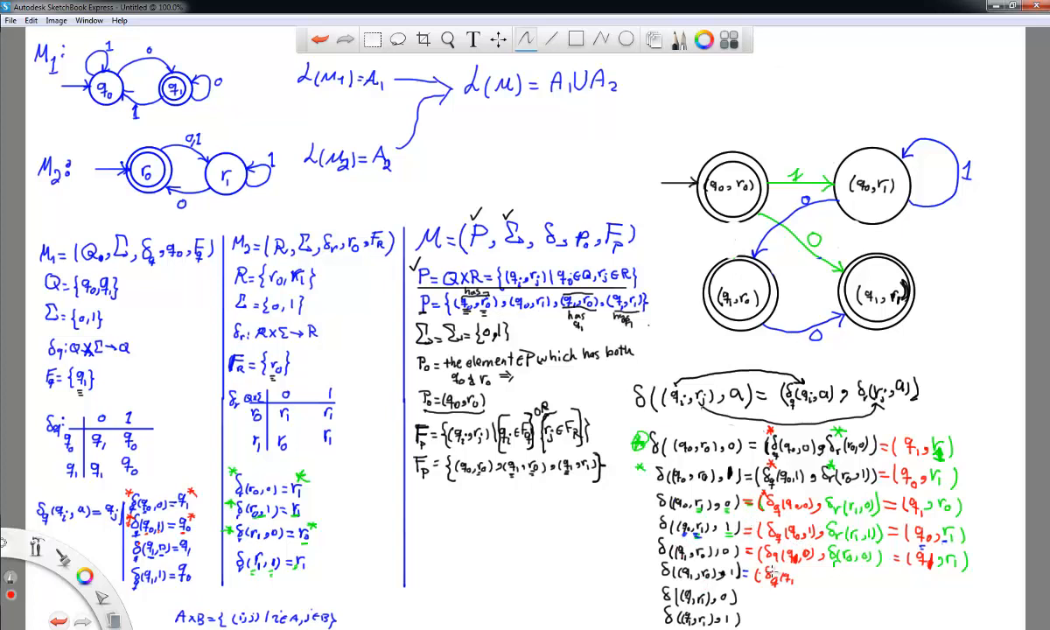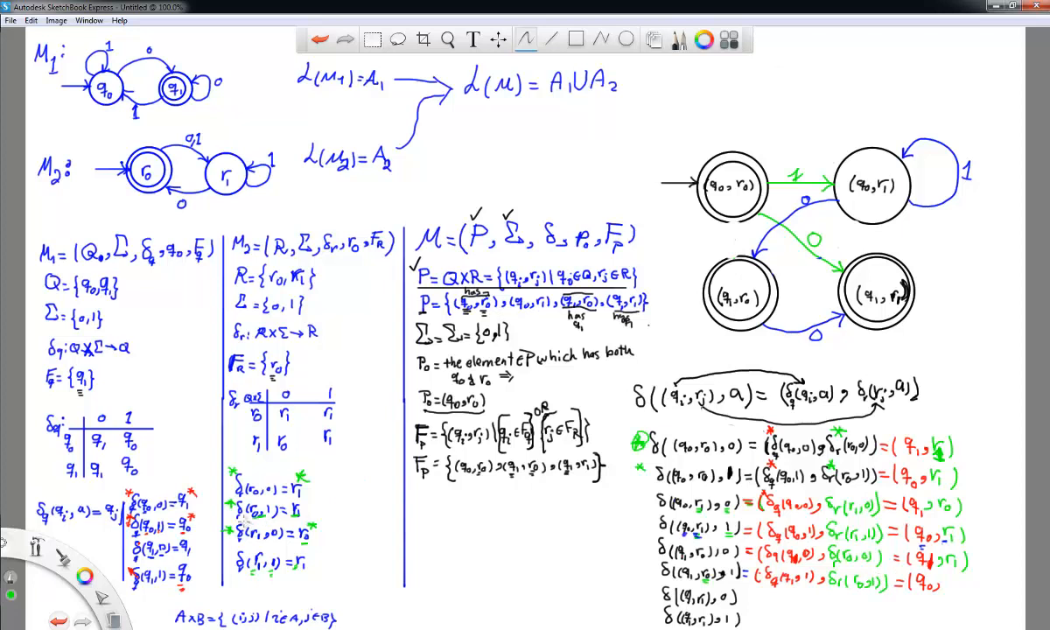So then again, delta Q of Q sub 1 comma 1. So delta of Q sub 1 comma 1 is Q sub 0. That is it. I'm going to double check again. Q sub 1 1 goes to Q sub 0. There we go. And then for the green state, it would be delta R of R sub 0, its second element, and 1.